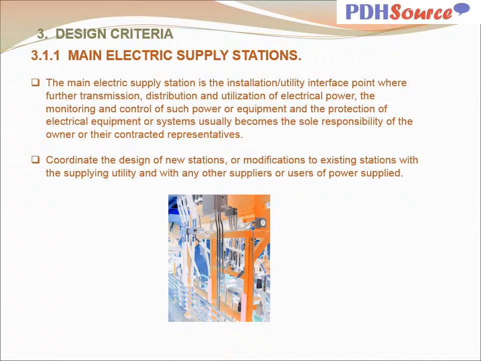The main electric supply station is the installation utility interface point where further transmission, distribution, and utilization of electrical power, the monitoring and control of such power or equipment, and the protection of electrical equipment or systems usually becomes the sole responsibility of the owner or their contracted representatives. Coordinate the design of new stations or modifications to existing stations with the supplying utility and with any other suppliers or users of power supplied.